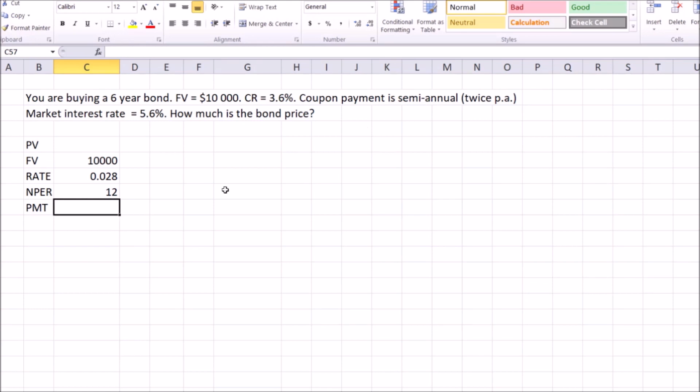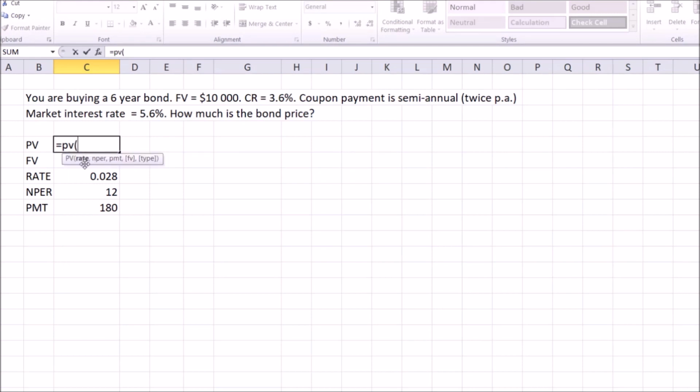And that regular payment, the PMT, is going to be that annual coupon, which is the product of coupon rate and face value, divided by the number of periods in a year, in this case 2. So $180 is paid every half a year. Again, to calculate the price in this case, hit equals PV, open the brackets, rate, comma number of periods, comma PMT, comma face value. Close the bracket, hit enter, and we get a price of just under $9,000.